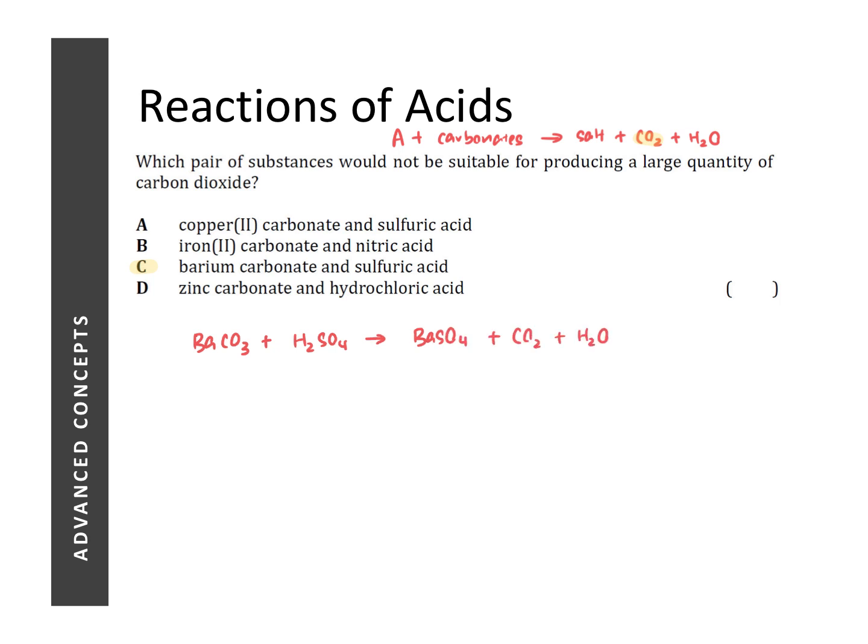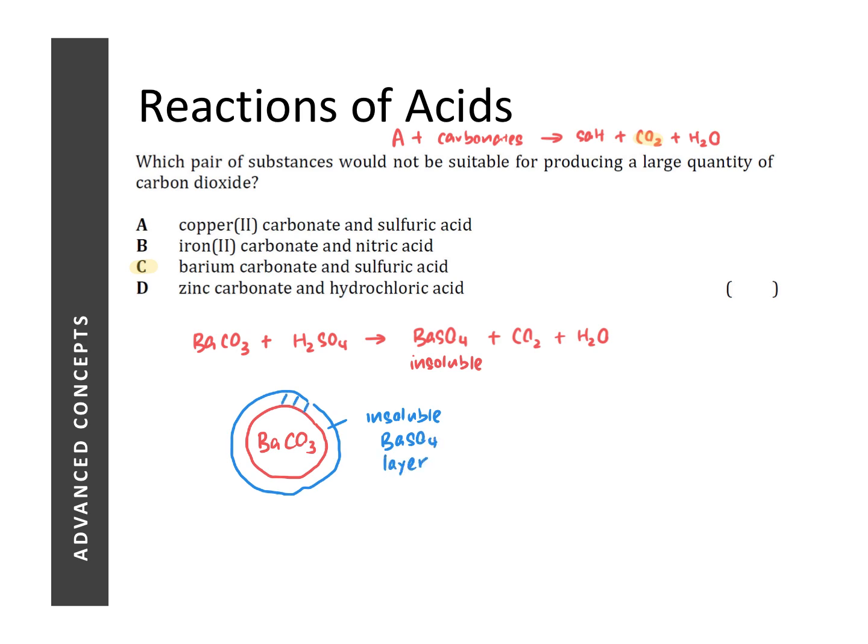The issue with barium sulfate is that it's actually an insoluble salt. Barium carbonate is a solid. What happens when barium carbonate reacts with sulfuric acid is that the salt, since it is a solid, will form on the surface of your barium carbonate. Meaning there will be an insoluble barium sulfate layer on the surface of barium carbonate.